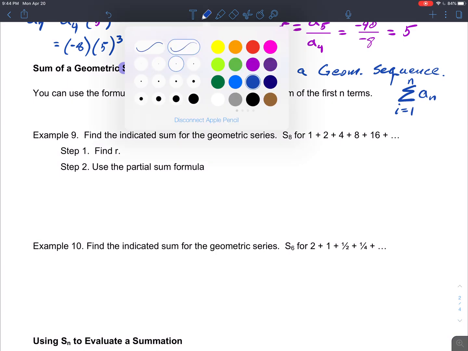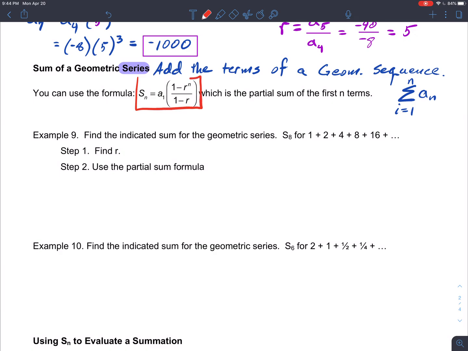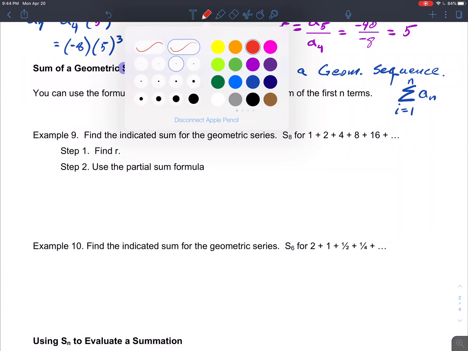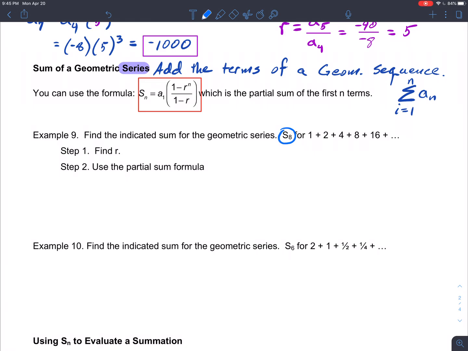And our formula is S sub n. So if I wanted to add up the first n terms of a geometric sequence, I'm going to use this formula here. Notice again, this formula is pretty specific. It requires that I have a sub 1. Also requires that I have the common ratio r. Okay, so let's jump into the example. It says find the indicated sum for the geometric series. They want us to find, in this example, S sub 8. So automatically, this partial sum, I know I need this to be S sub 8.